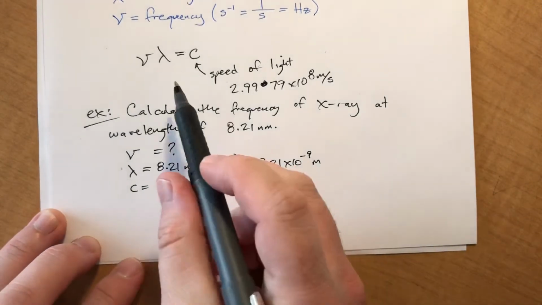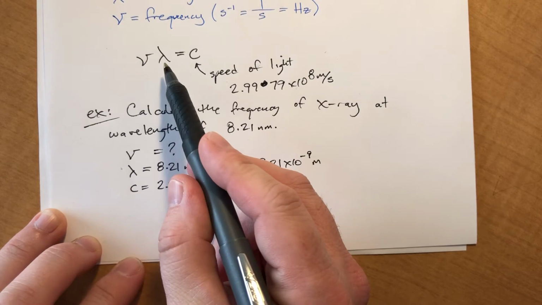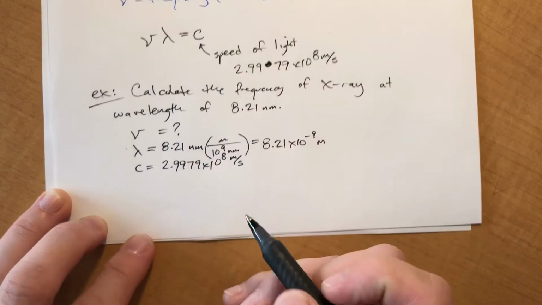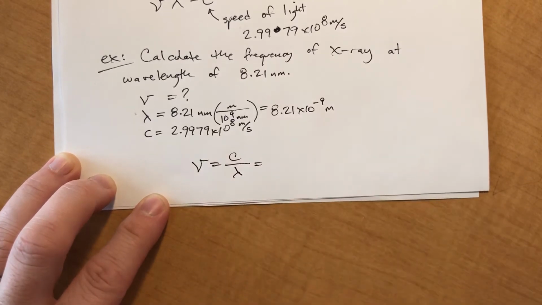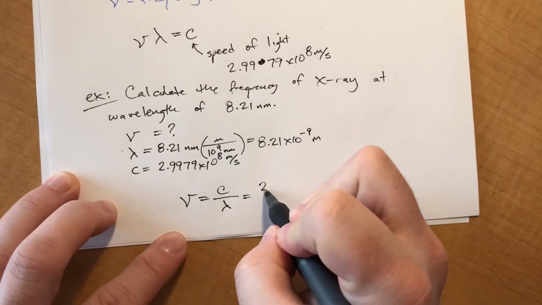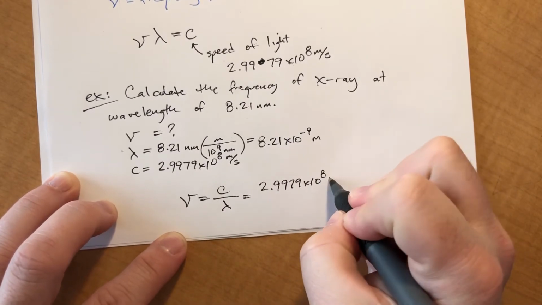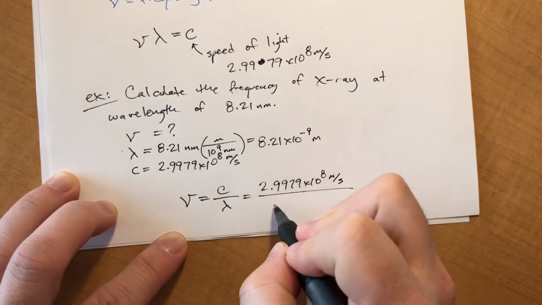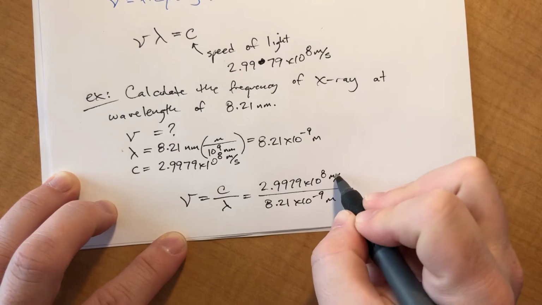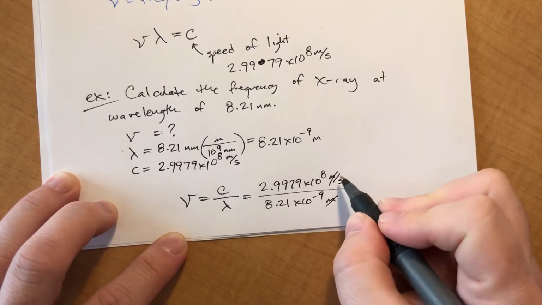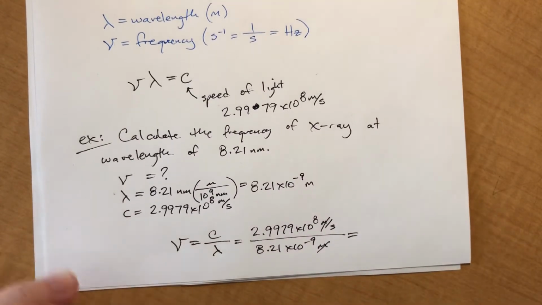So, a little bit of algebra here. Essentially, we're solving for frequency. We need wavelength to get to the other side, so we're going to divide it over to the other side. And the units should work out. So 2.9979 times 10 to the 8th meters per second divided by 8.21 times 10 to the negative 9th meters. The meters are going to cancel out, and we'll be left with 1 over seconds, which is the units of frequency. So we're good.